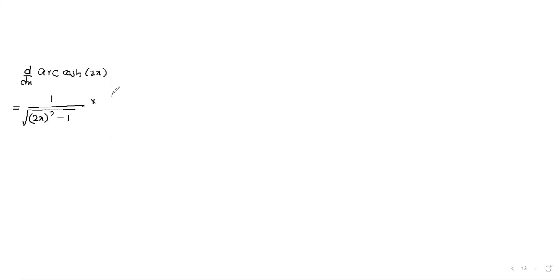After that, you need to differentiate this variable further. So your answer is 1 over the square root of 4x squared minus 1, into the differentiation of 2x, which is 2. It turns out to be 2 over the square root of 4x squared minus 1. That's the first part of it.